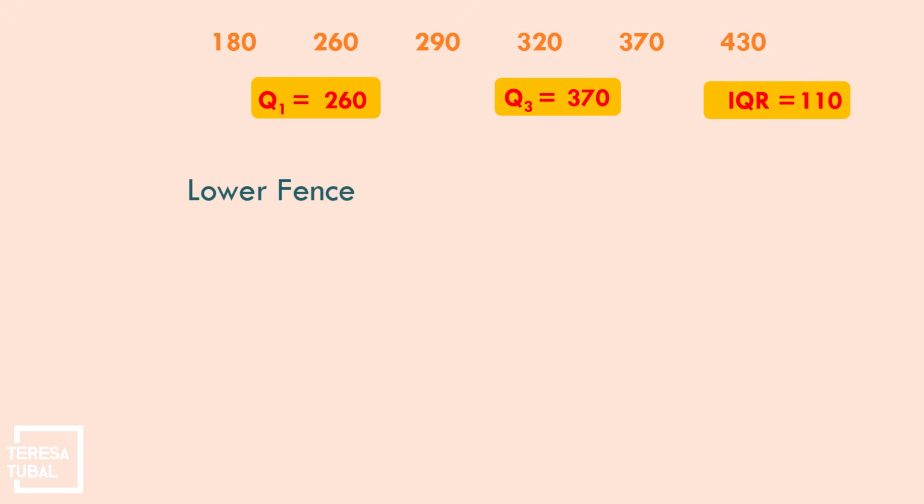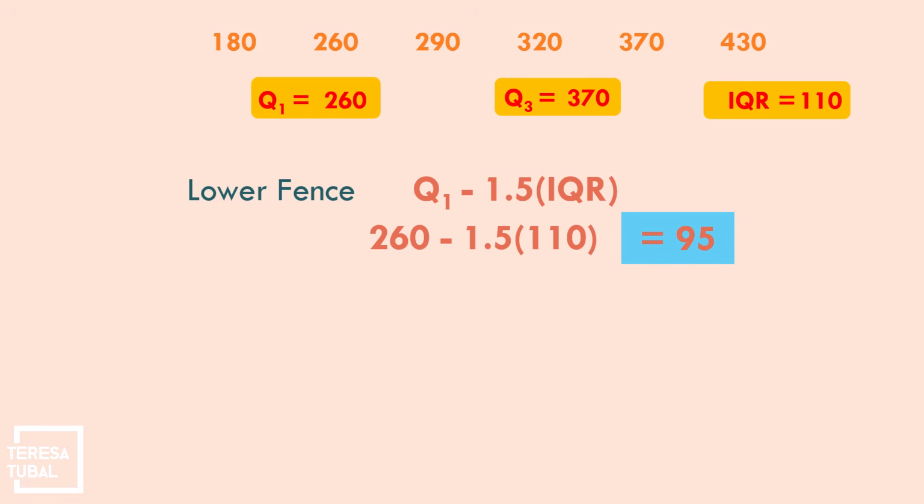Let us identify the lower fence. The formula is quartile 1 minus 1.5 times the interquartile range. Quartile 1 is equal to 260. Let us replace: 260 minus 1.5 times 110. First you need to multiply 1.5 times 110 and then subtract it from 260. So the answer for the lower fence is equal to 95. How about the upper fence?